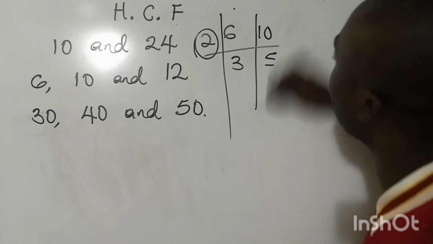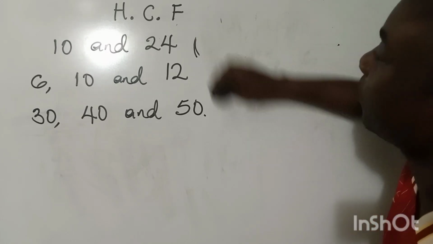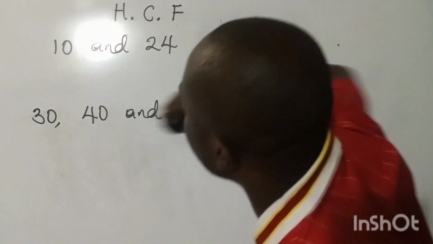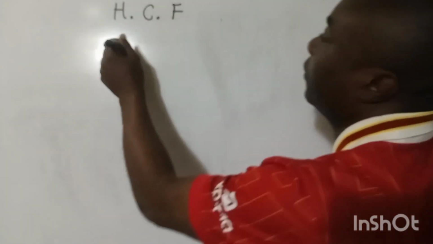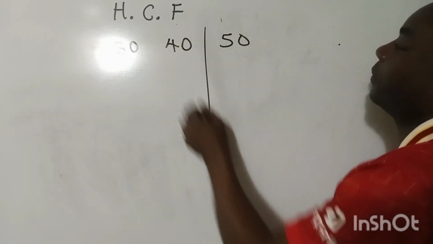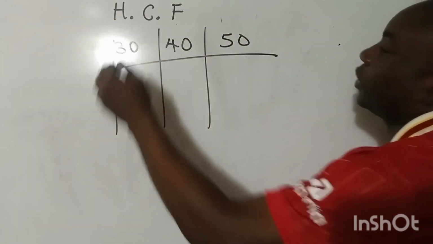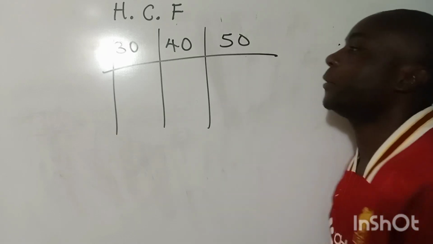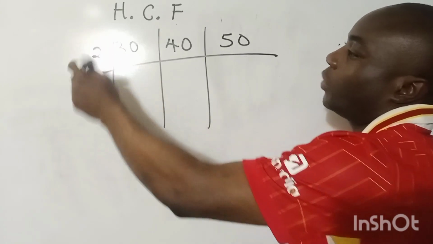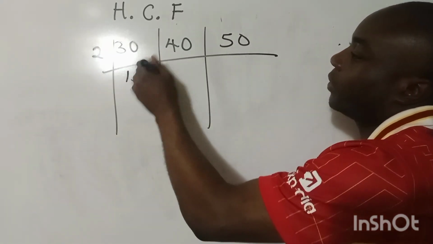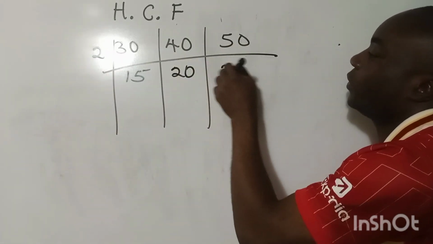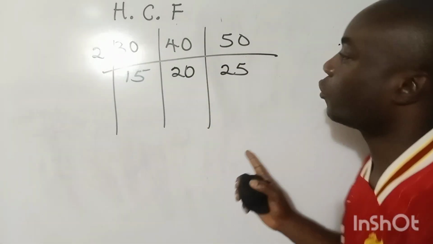So now let's get the highest common factor of 30, 40, and 50. So similarly, we'll draw a table and we check which is the lowest prime number that can go into 30, 40, and 50. And the answer is 2. So we'll have our 2 here. 2 in 30 is 15 times. And we can remove 2 from 40 20 times. We can remove 2 from 50 25 times. So we're done with 2.